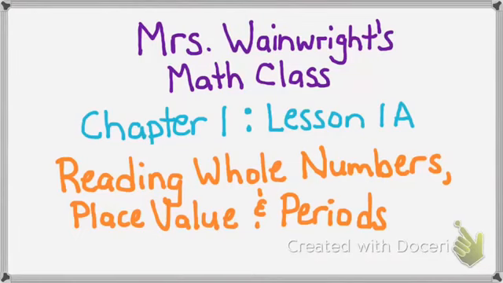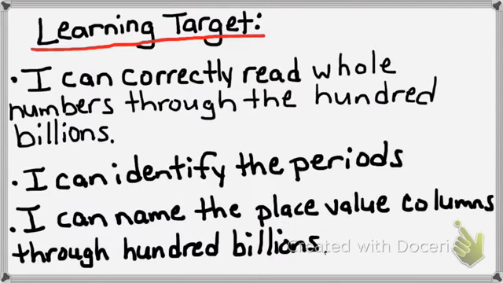This is Mrs. Wainwright's Math Class, Chapter 1, Lesson 1A: reading whole numbers, place value, and periods. Today's learning targets. By the end of today's lesson, you should confidently be able to say, I can correctly read whole numbers through the hundred billions, I can identify the periods, and I can name the place value columns through the hundred billions.